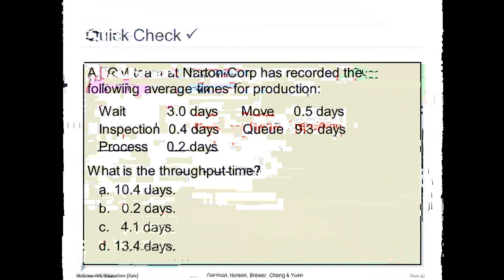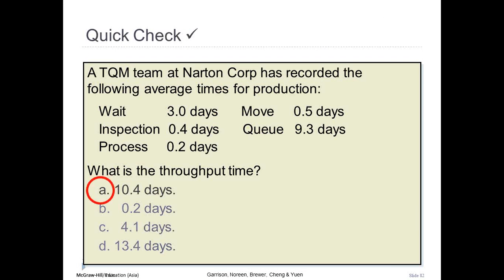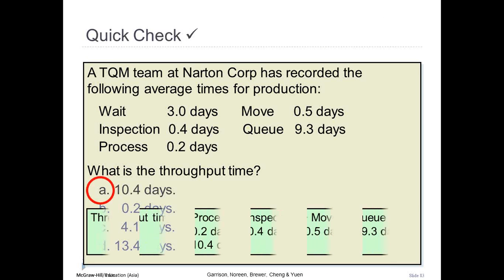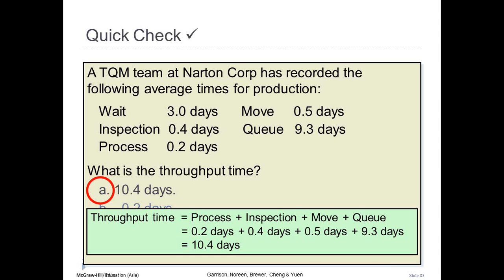Here's your first question on delivery performance measures. What is the throughput time? Throughput time is the sum of process time, inspection time, move time, and queue time. The total of these 4 times is 10.4 days.